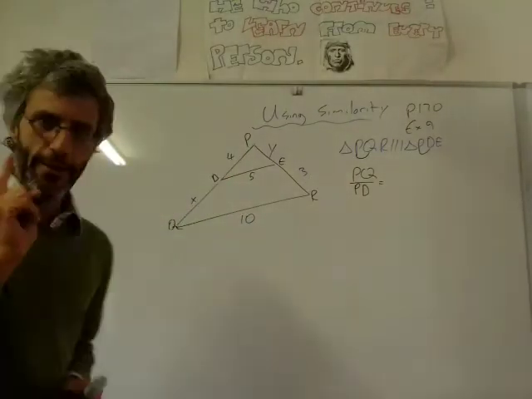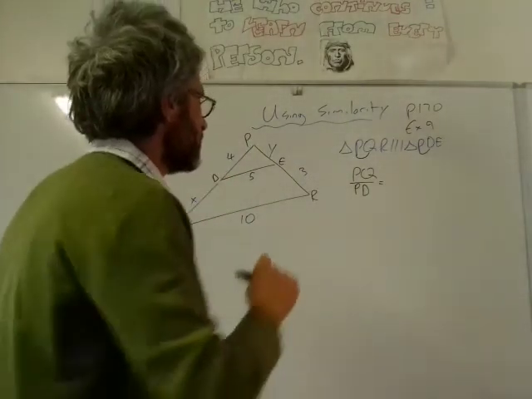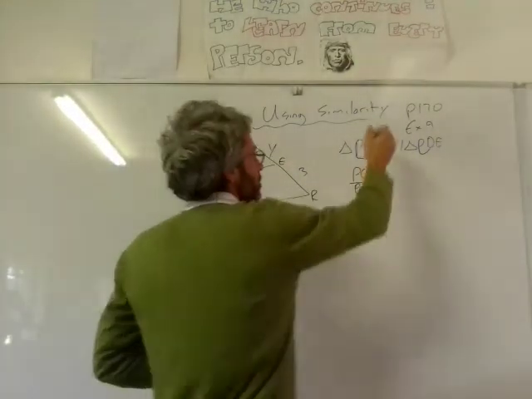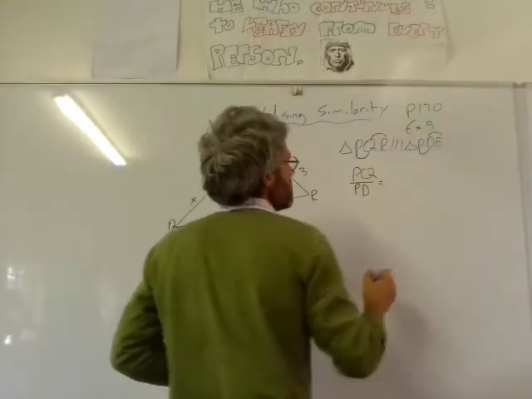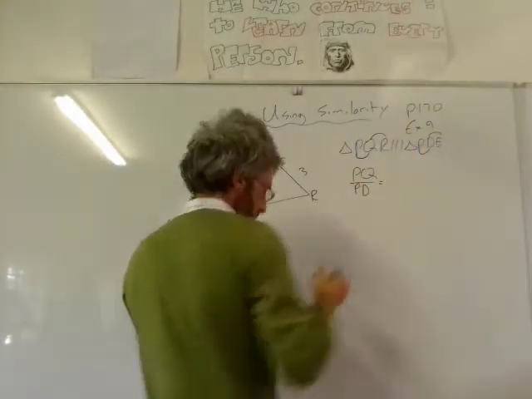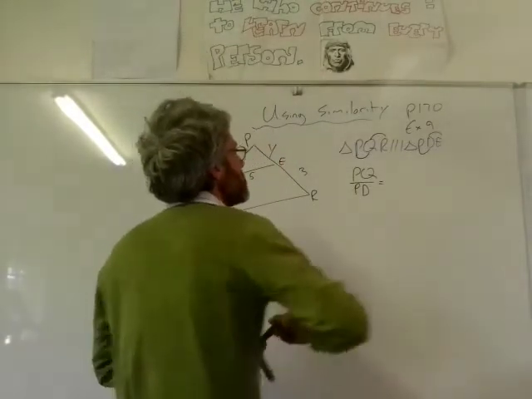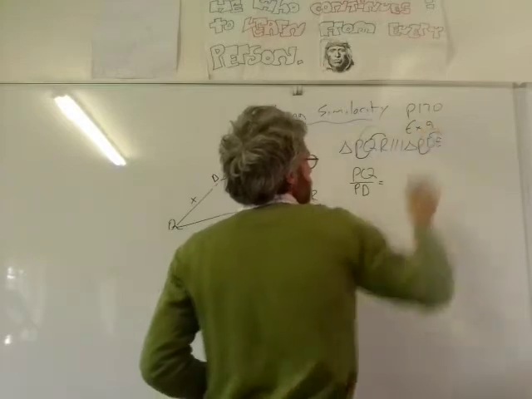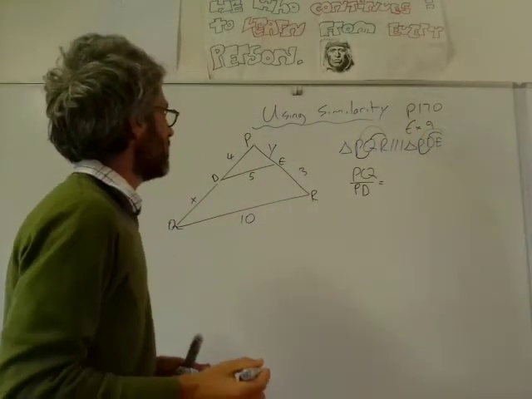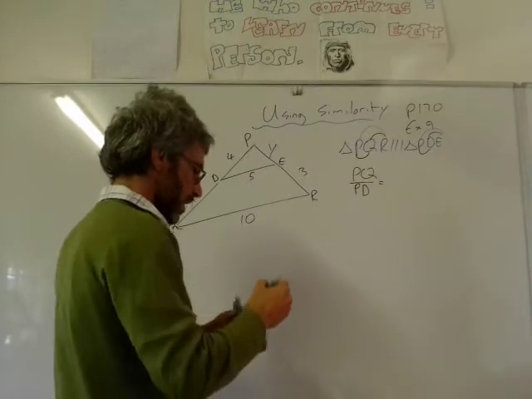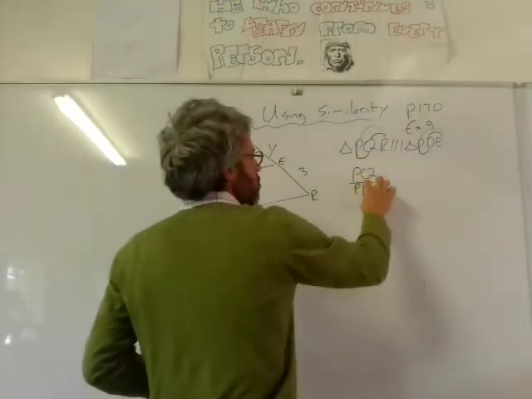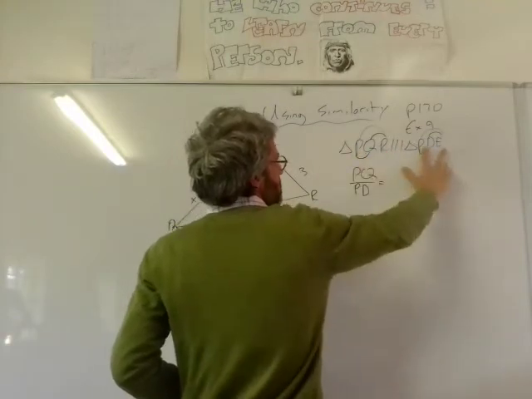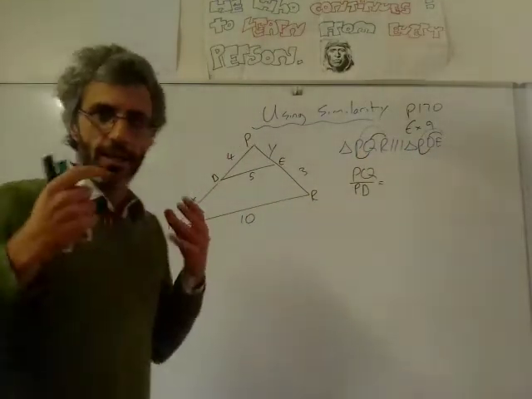Now here I have to be a little bit clever. The ratio of these two sides will either be equal to QR to DE, or, okay, let's use another color, or PR to PE. Okay? Now, which one should I do? Should I write down PQ over PD equal to QR over DE, or PR over PE? What is the best? Let's have a look.